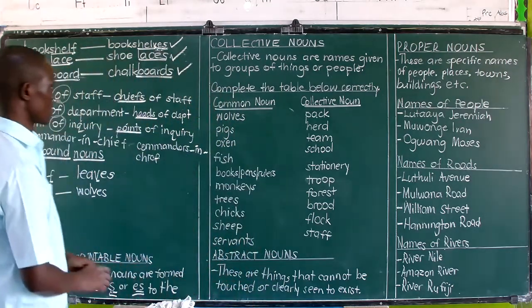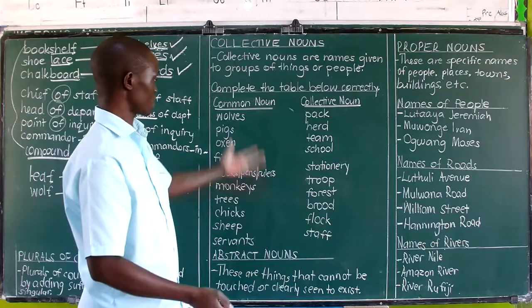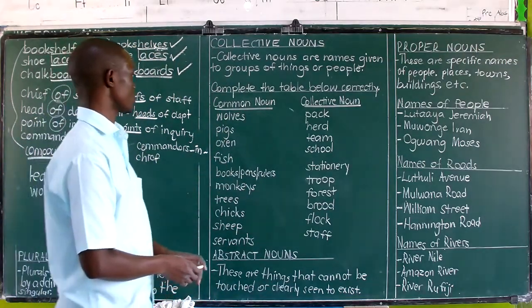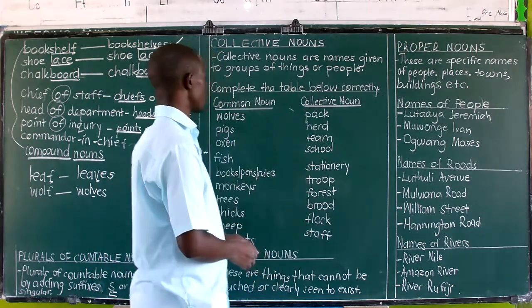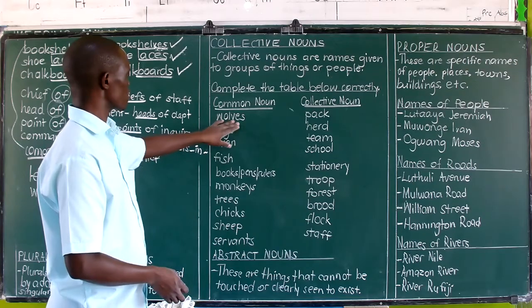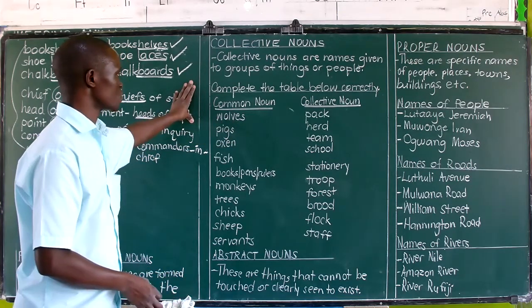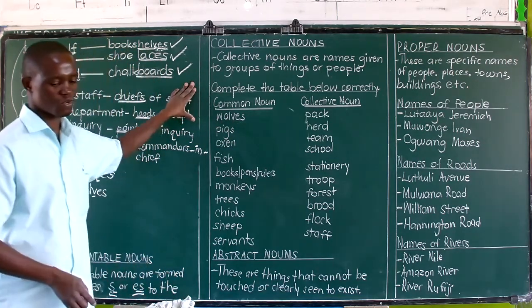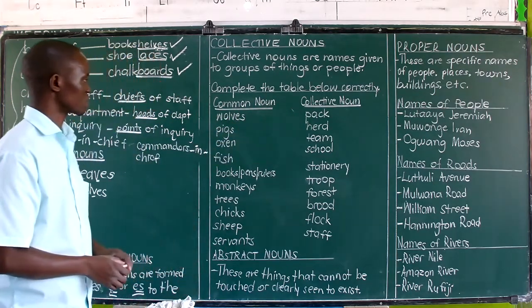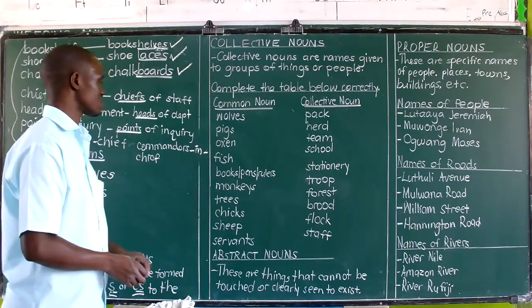Let's turn to our table, which is on the board. This is a table of what would be an activity, but I've chosen that we do it together. Complete the table below collectively. We have the common noun and the collective noun. A group of wolves moving together is known as a pack, as shown in the book. So we talk of a pack of wolves. Then pigs.